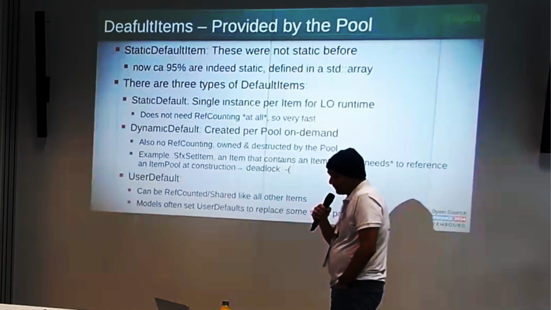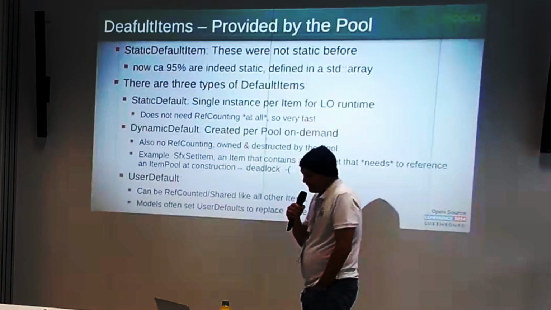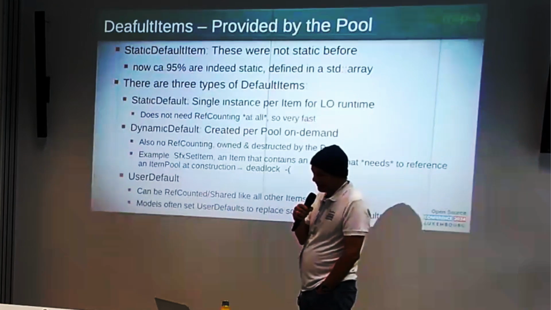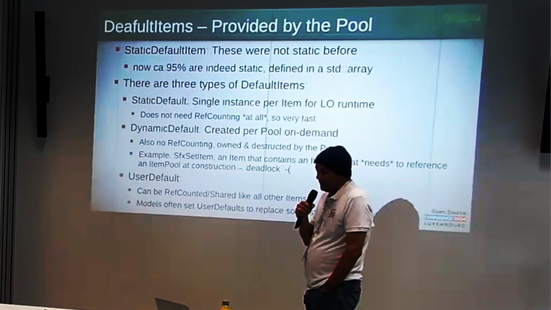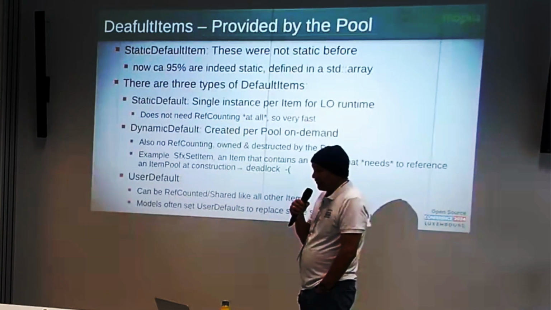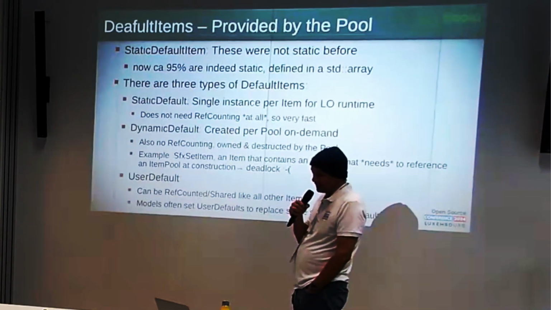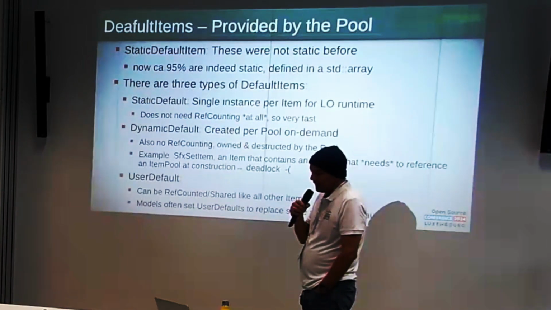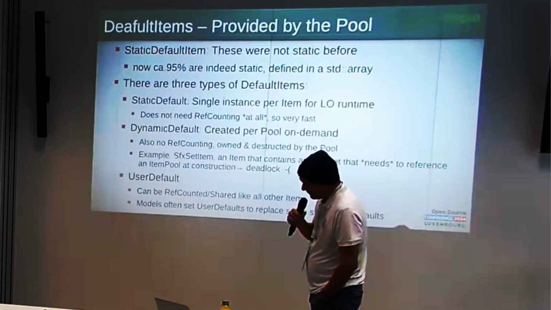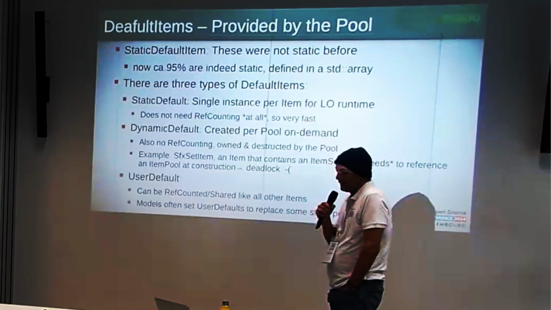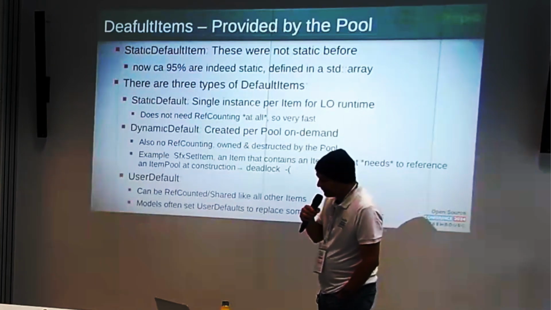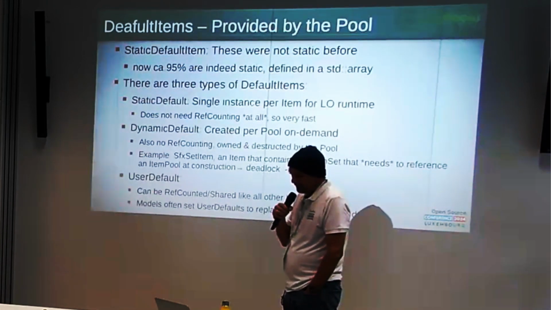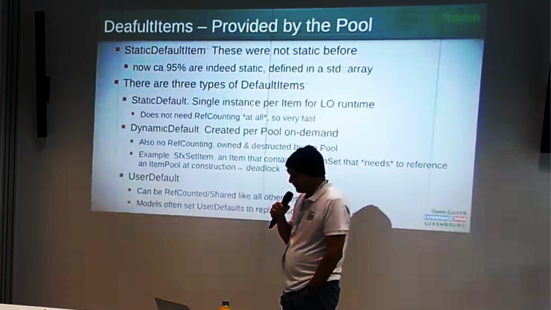So default items, as I said, the static default items were not really static before, so they were just constructed and destructed with every incarnation of an item pool. I could change that after some previous changes. Now, really 95% of the items are indeed static from the static default, and they really can use a standard array in Office start. So it was still necessary to have 3 types of default items.